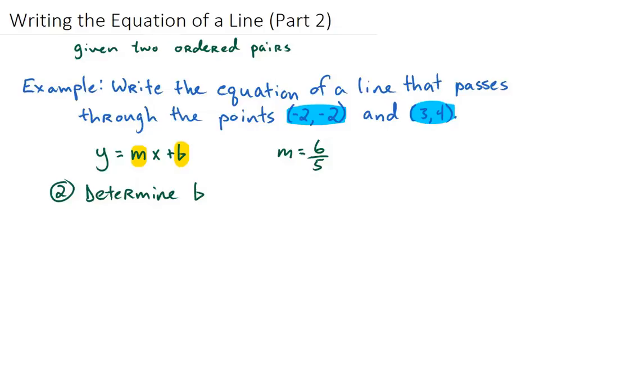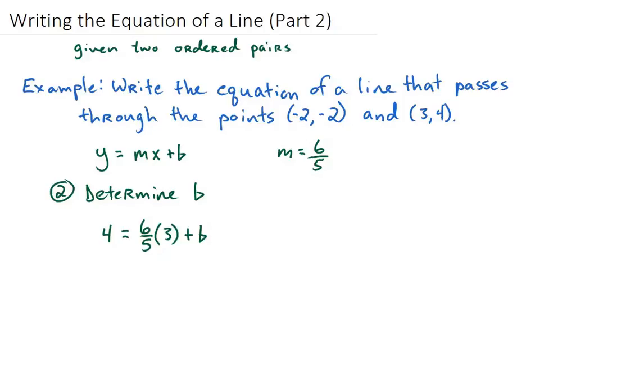So I'm going to use the 3, 4. I was going to say -2, but I changed my mind on the fly. I'm going to use the 3, 4 and plug those into the equation and also the m. I'll plug a 6/5 in for m. Alright, so when I do that, I get 4 equals 6/5 times 3 plus b.